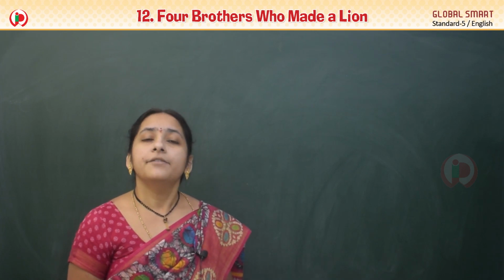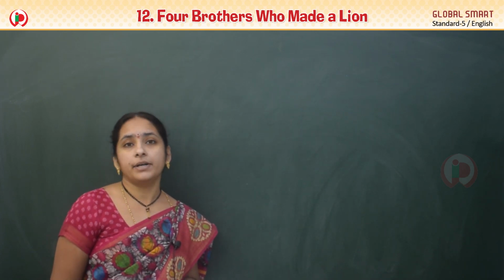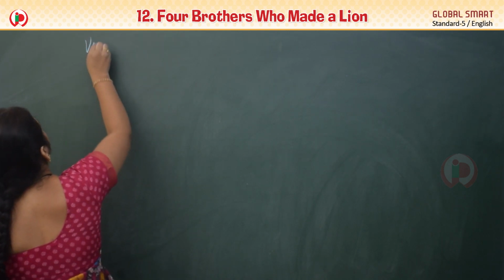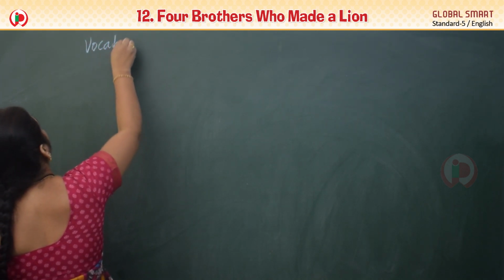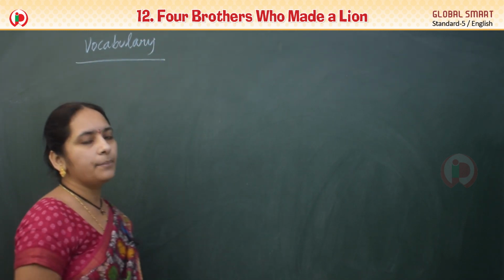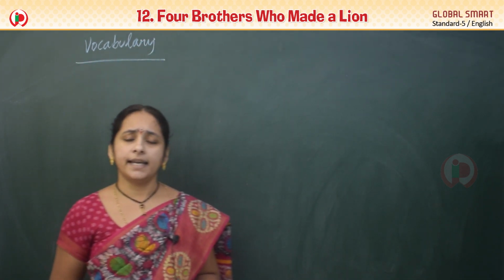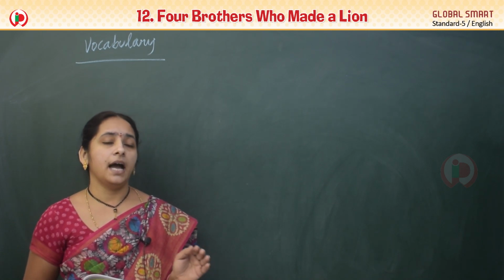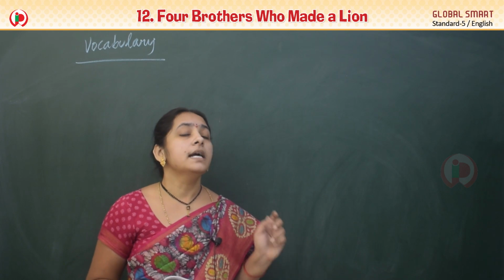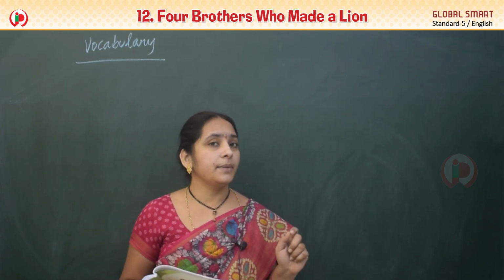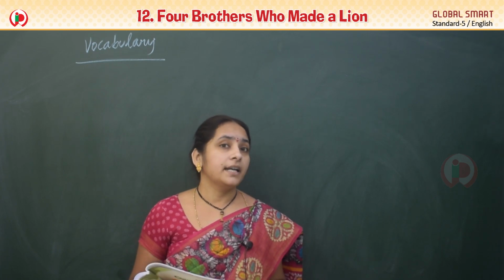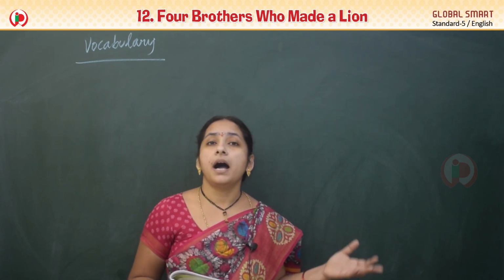So now, for this lesson, we can complete the remaining grammar topics. What is the first topic we have? Yes, vocabulary. Almost we have done the meanings, but let us recap this vocabulary part once again. First word, passed away. What is the meaning of passed away? Very good. Died. If anyone dies, we can say he passed away.